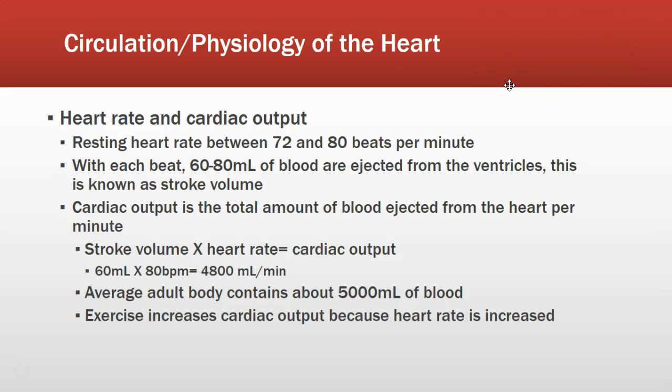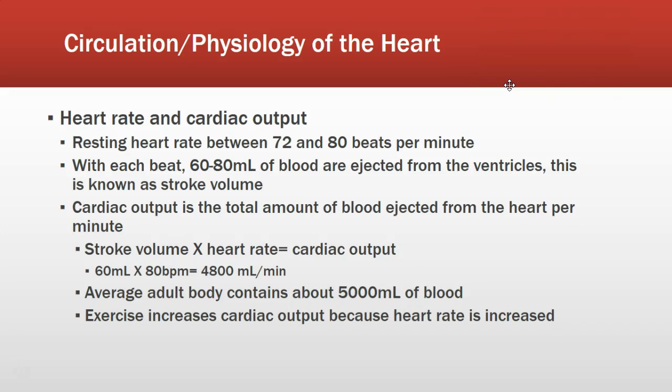Cardiac output is the total amount of blood ejected from the heart per minute. So that's going to be stroke volume, which is the 60 to 80 depending, times the heart rate. And then you get what's called cardiac output. Cardiac output is about the amount of blood you have in your body flowing through every minute. So about 4,800 milliliters per minute, which is about 5 liters of blood.